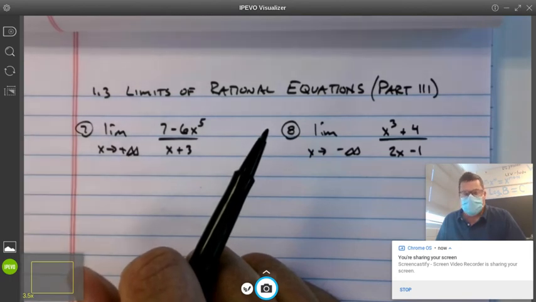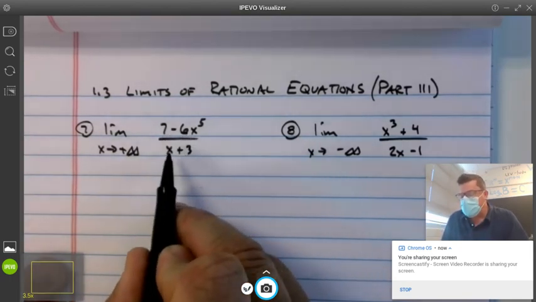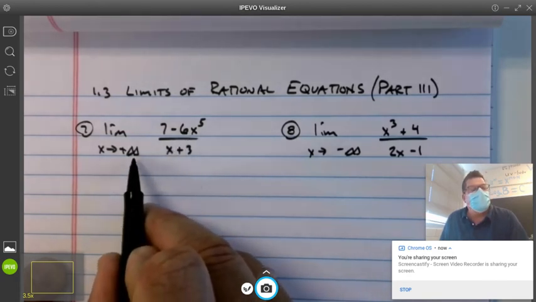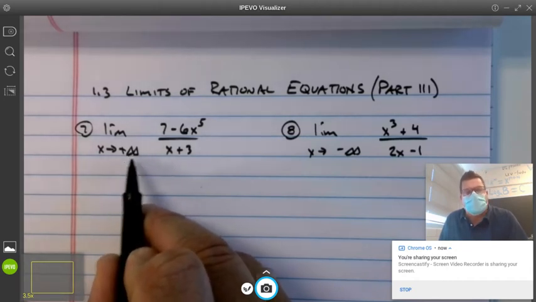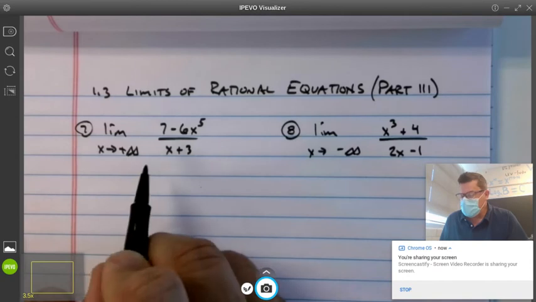Here's the book's philosophy on these. Divide everything by the highest power of x. Anytime you're doing limit as x approaches positive or negative infinity, then you can use this technique. Remember, if this is a numerical value other than infinities, you just plug it in.